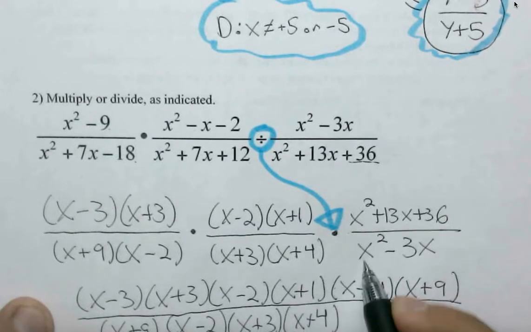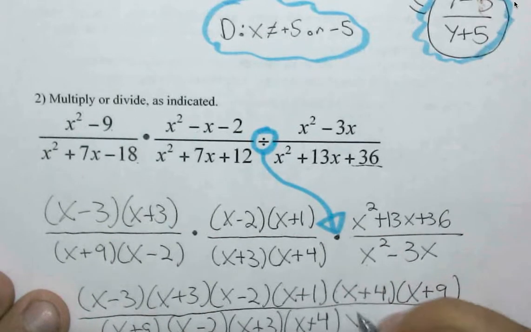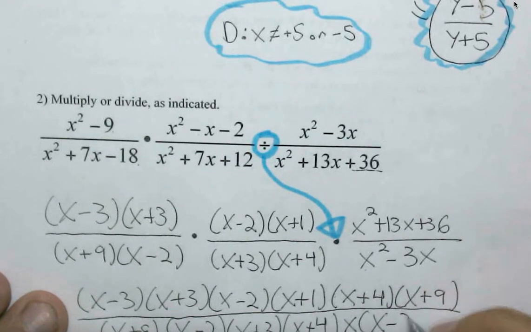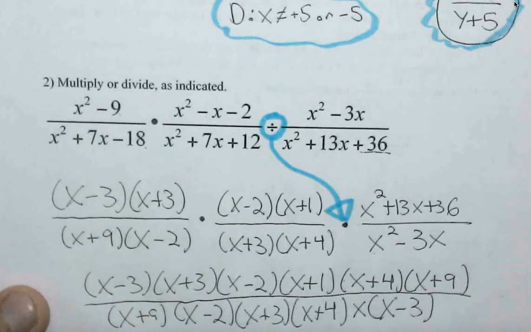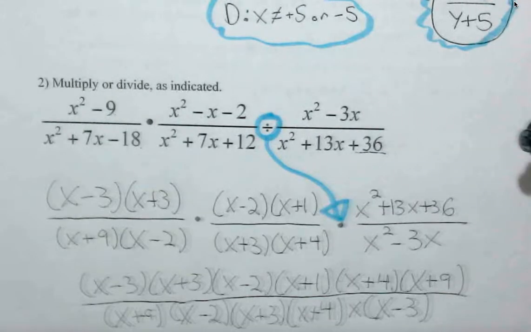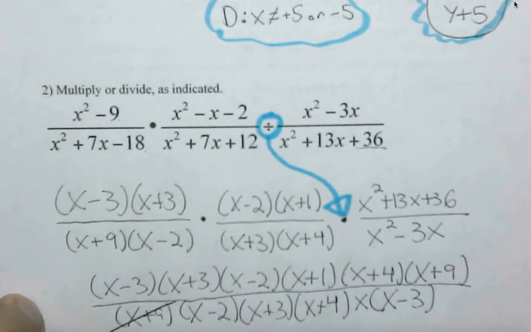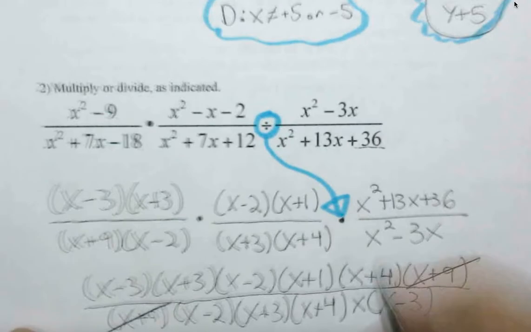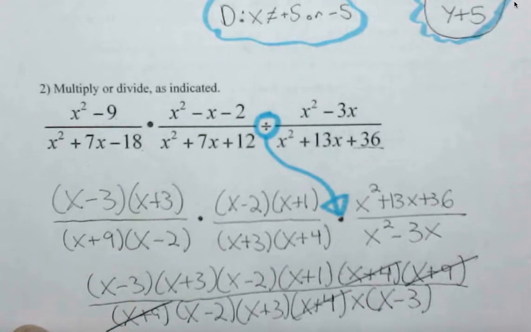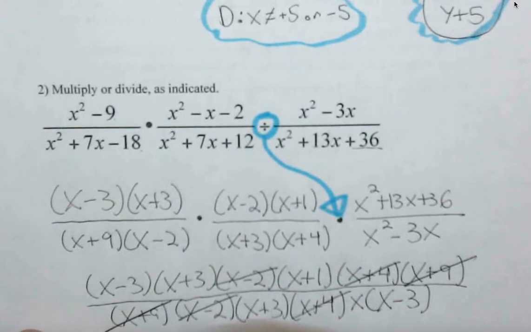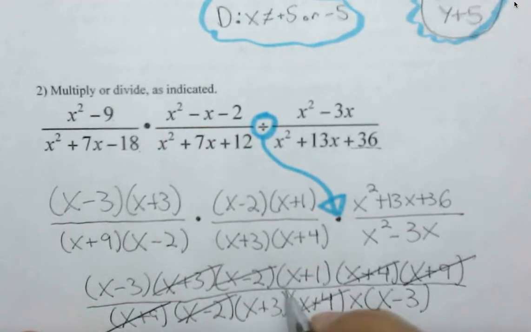X is a common factor with x squared and 3x, so let's take care of that and factor that out. As we see here, there are a lot of binomials, and this should look intimidating, but now at this point we can cancel a lot. So if we notice closely, we have an x plus 9 in the numerator and the denominator, so we can cancel that. We also have x plus 4, numerator and denominator, cancel that. X minus 2 there and there, x plus 3 here and here.